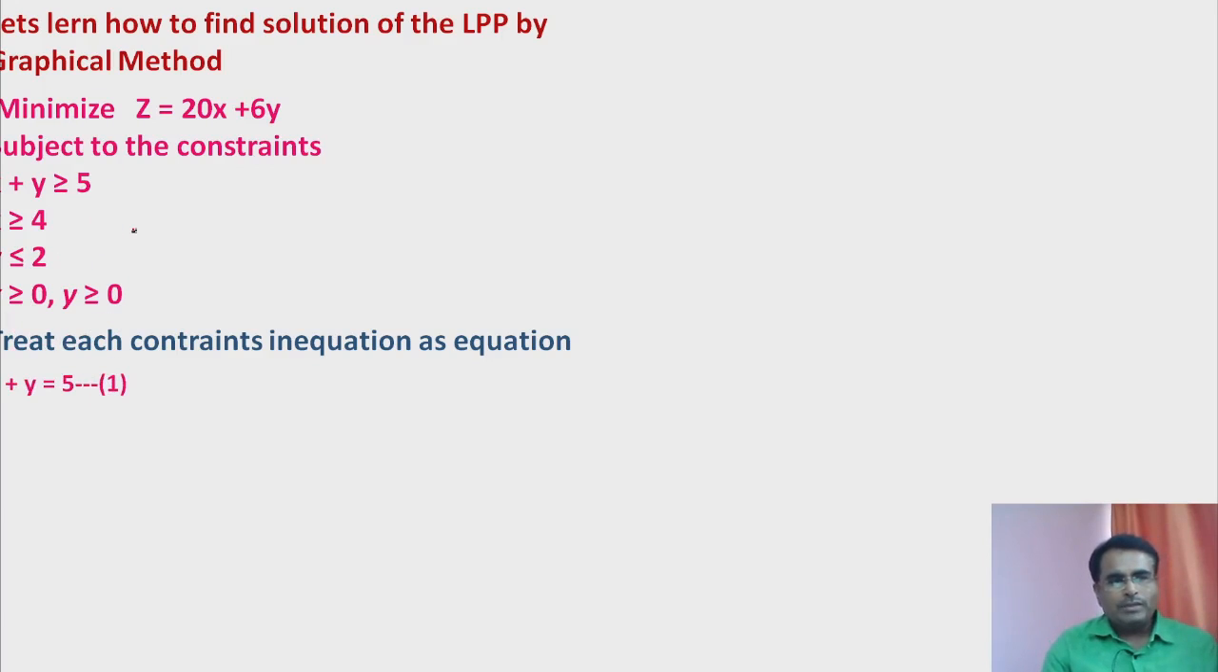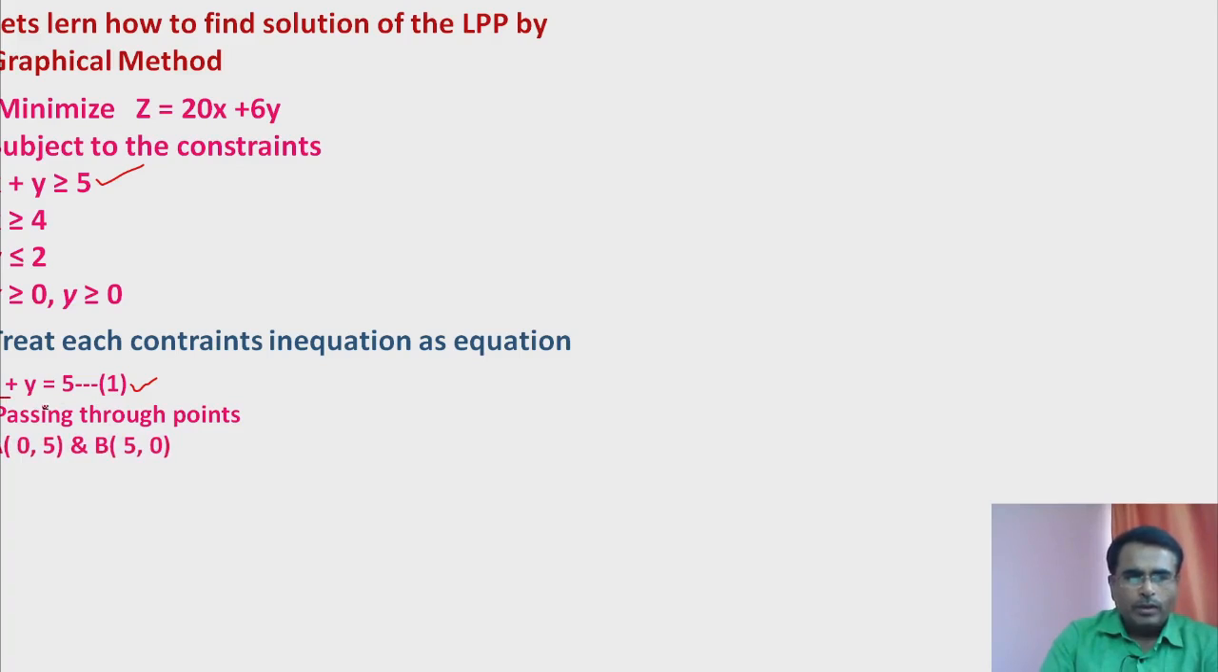The first equation is x + y = 5. This is your first constraint, which now becomes x + y = 5. This equation passes through the following points. If you substitute x = 0, you get y = 5, that is the point (0, 5). If you substitute y = 0, then x = 5, that is the point (5, 0). They are named A and B respectively. So this equation passes through the points A (0, 5) and B (5, 0).